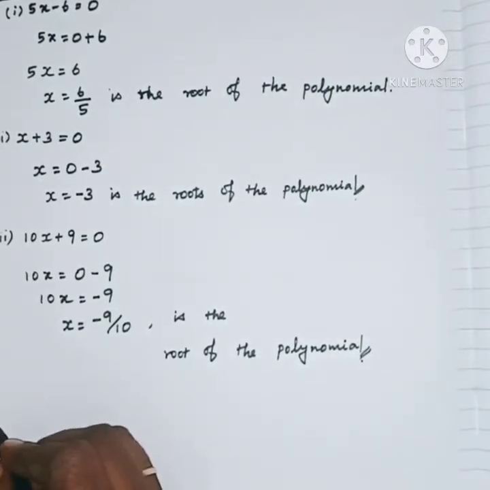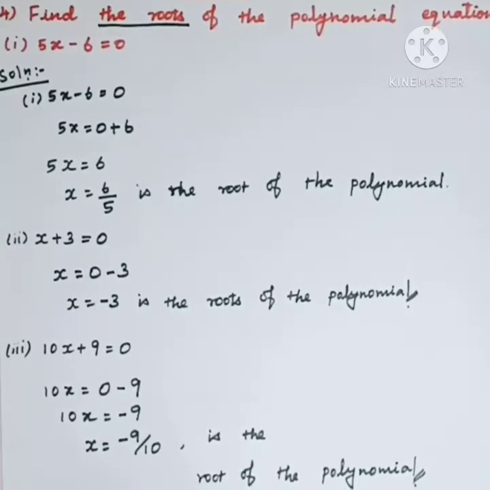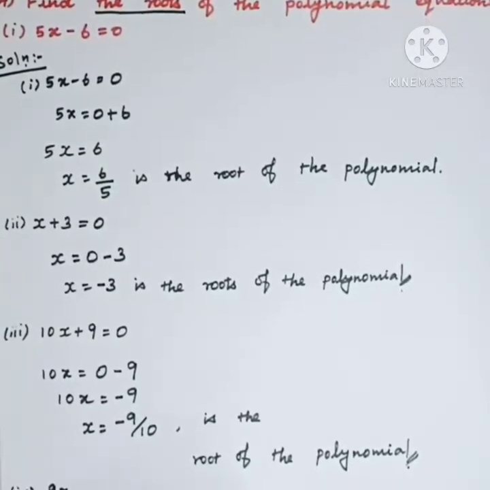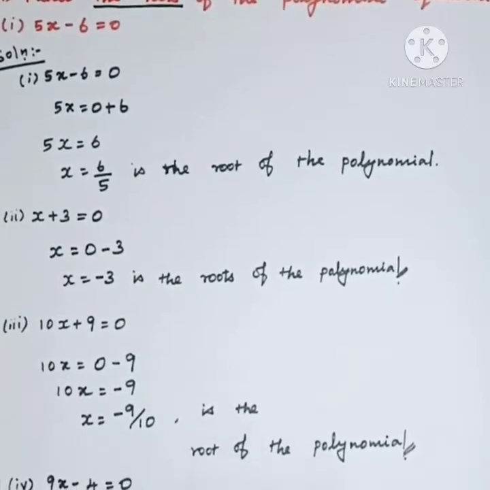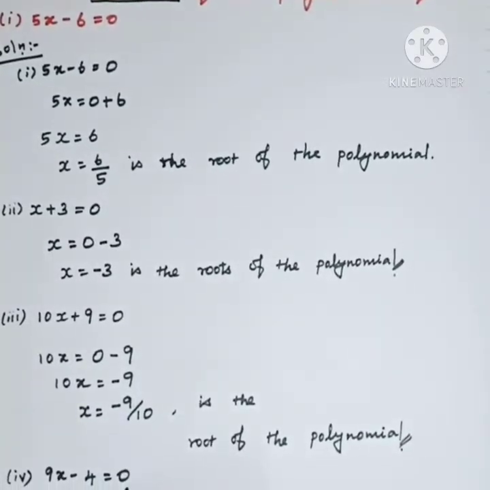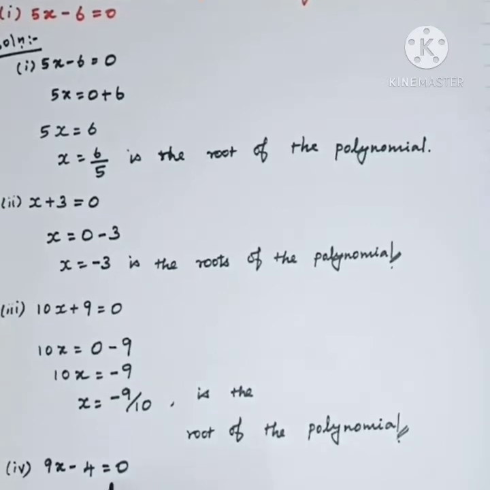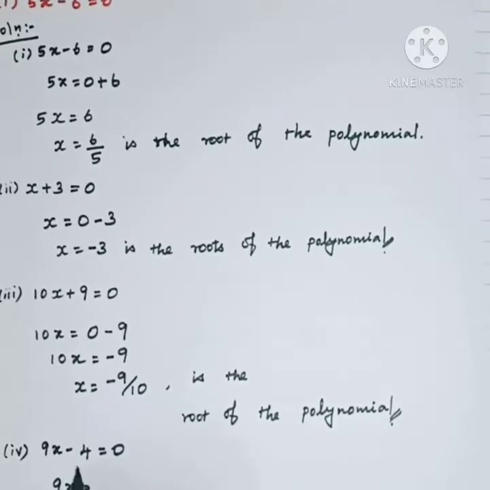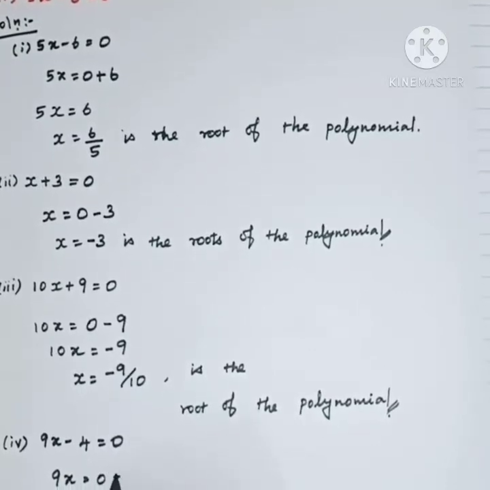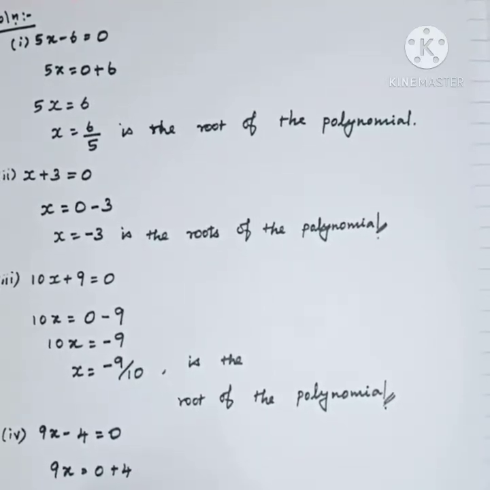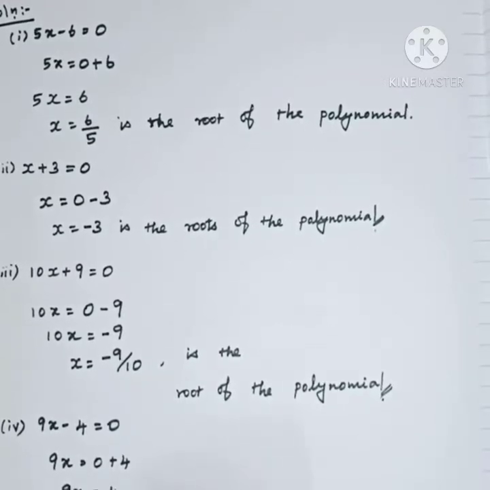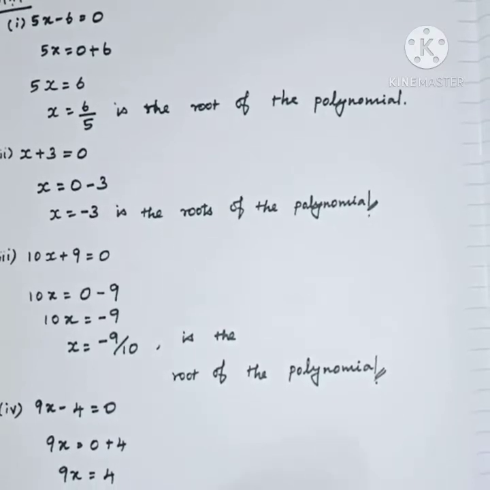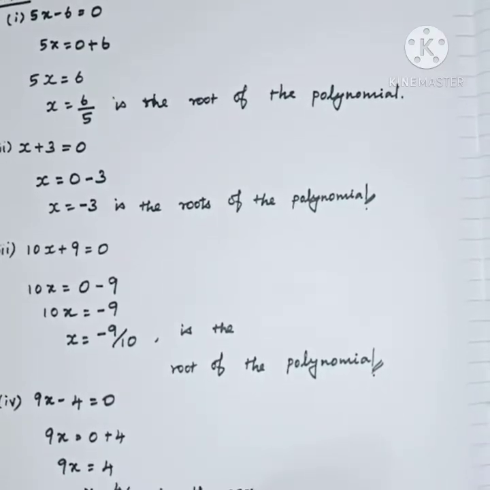And then the last subdivision, the fourth subdivision, is 9x minus 4 is equal to 0. So from this we have to find the roots of the polynomial. That is, we have to find the value of x. So 9x is equal to minus 4 will become plus 4 when it comes to the right hand side. So 9x is equal to 0 plus 4, which is 4. X is equal to 4 divided by 9 is the root of the polynomial.